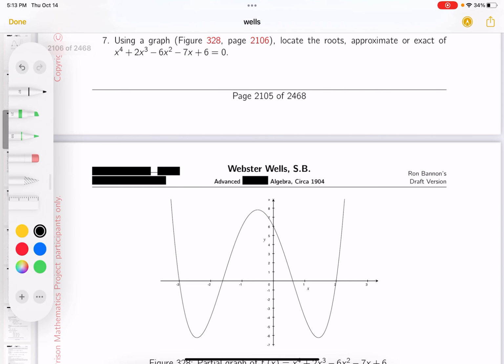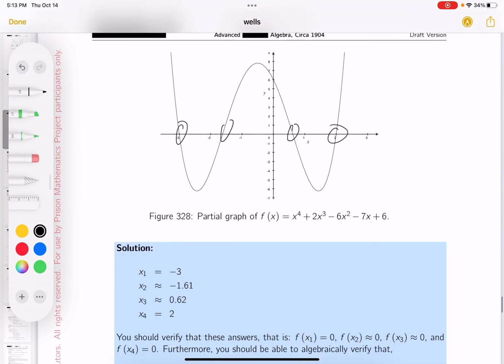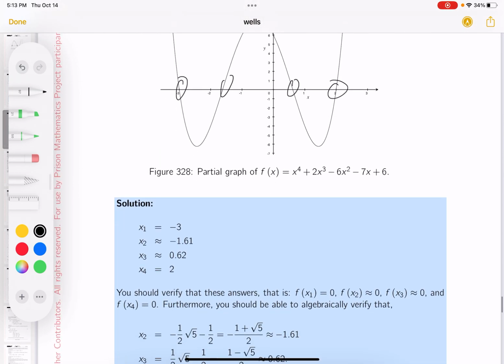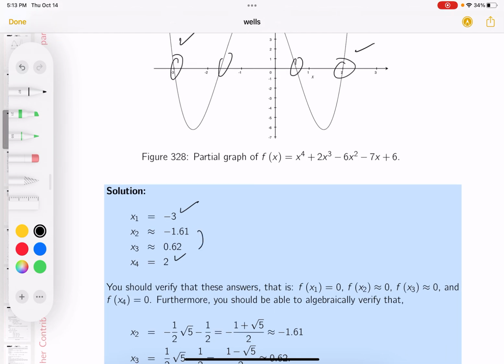All right, let me look at number 7. What do I see? -3 looks like a good solution. 2 looks like a good solution. Over here, it's between 0 and 1. Over here, it's between -2 and -1. So what did I do? Again, I think the integers look really easy to me. I'm going to claim that -3 looks like a good one. That's right here. And 2 looks like a good one. That's over there. These are approximates, by the way.